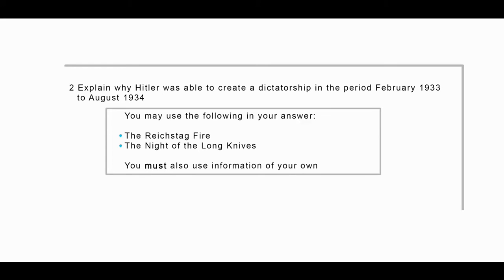So there is an element here in which your analysis comes from considering the relative importance of the reasons that explain what it is that you're being asked to explain. So in this case, why was Hitler able to create a dictatorship in the period February 1933 to August 1934? So you're looking for a number of different reasons why that was able to happen, and your analysis comes from considering what's the relative importance of these different reasons.